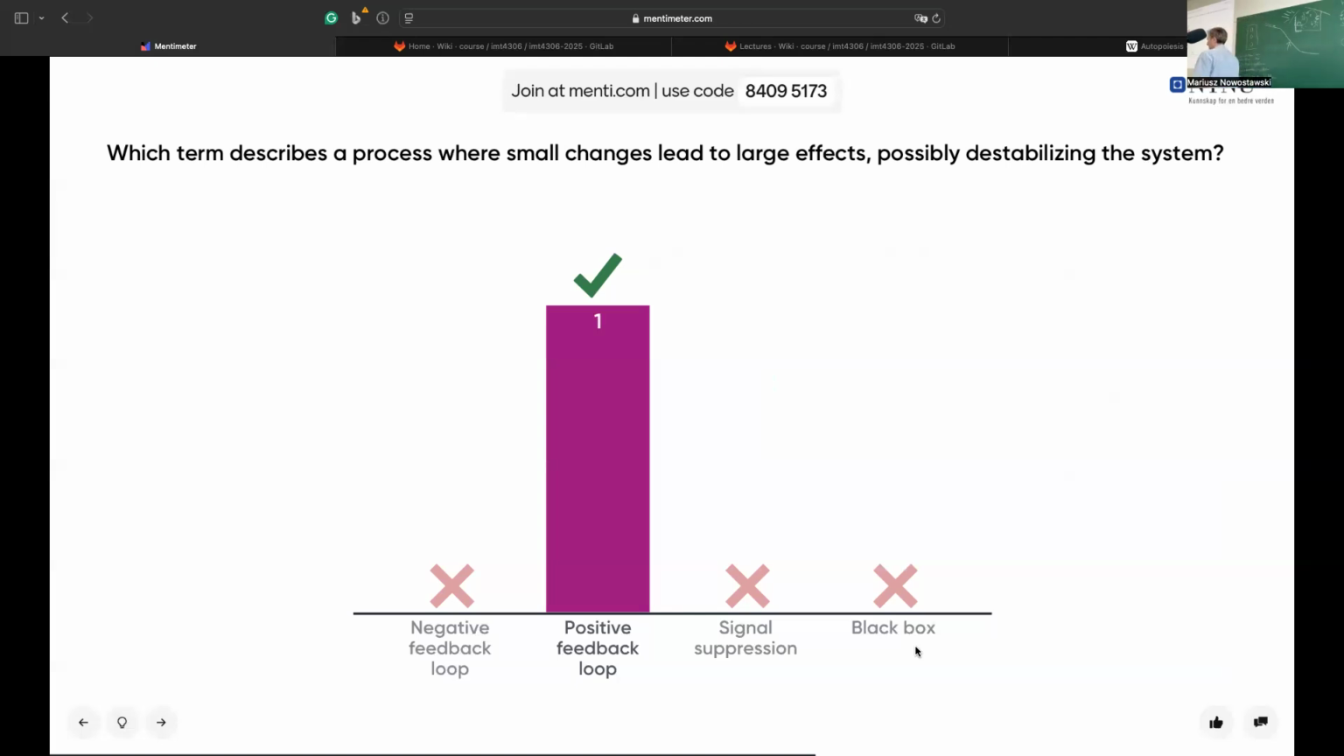But let's imagine that we want to produce a control system for a vehicle where we want the vehicle to maintain a certain speed, right? So what would happen if we do this? If the vehicle is going too slow, we accelerate, and if the vehicle is going too fast, we decelerate. What would happen?